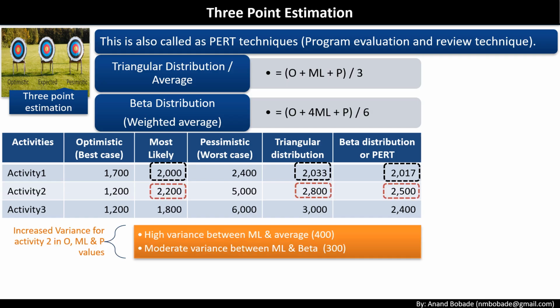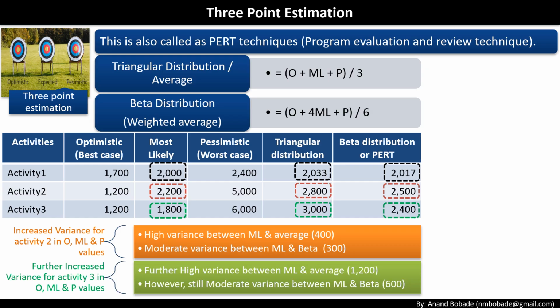Activity 2. Now, the numbers spread out a bit more. We have a wider range between our optimistic and pessimistic estimates. When we calculate the results, we see a higher variance between the most likely and the triangular average. But the beta distribution estimate is much closer to our most likely value. This is where the weighting comes in and helps us get a better number.